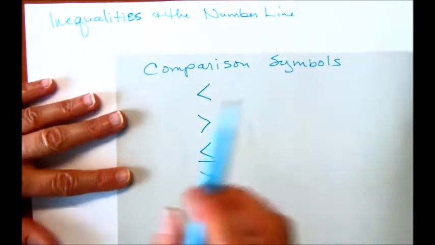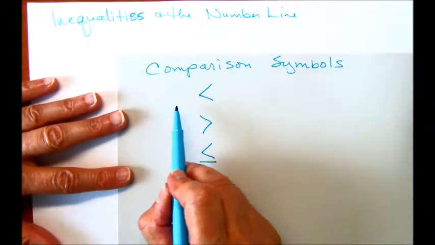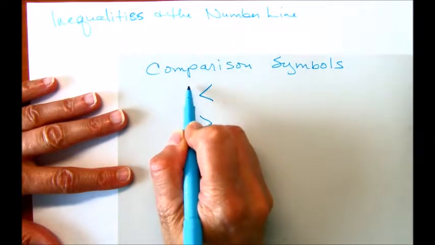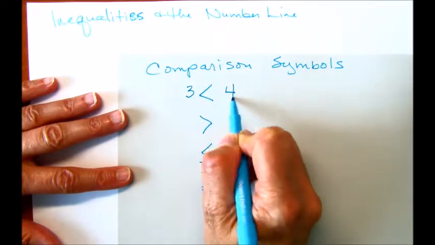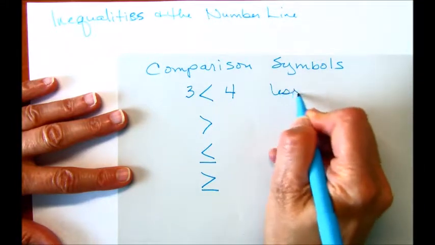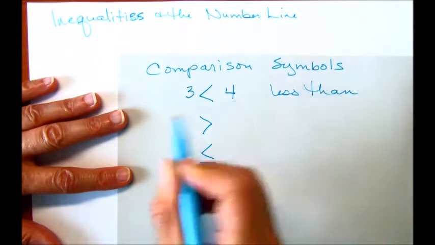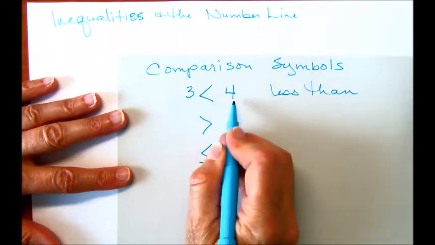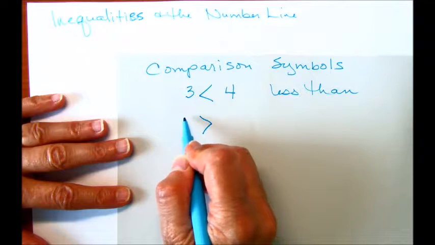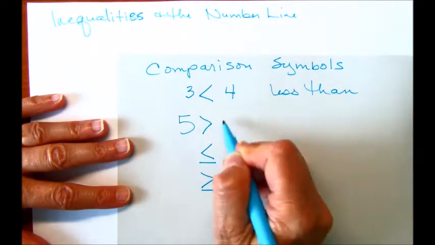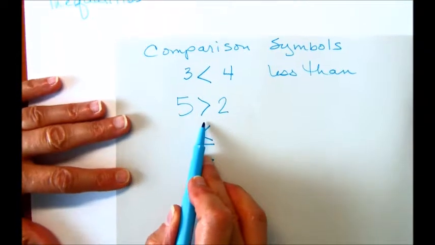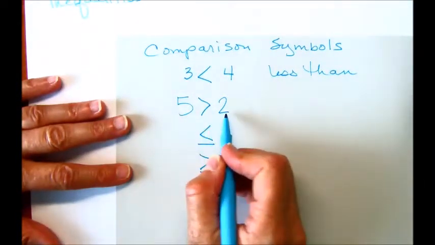Okay, so for instance, if I had a number here, say 3, and a number here, we would use this sign, which is less than. So 3 is less than 4, okay? If I had, say, 5 and 2, we would use the greater than symbol. So 5 is greater than 2.